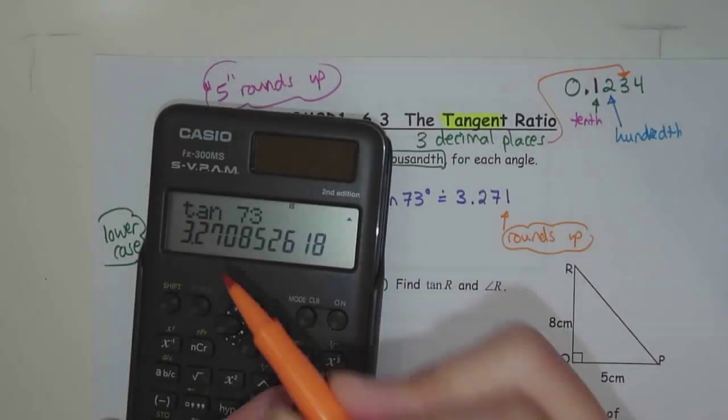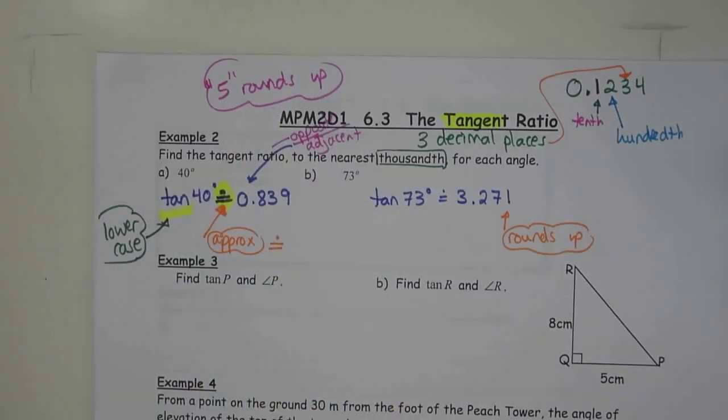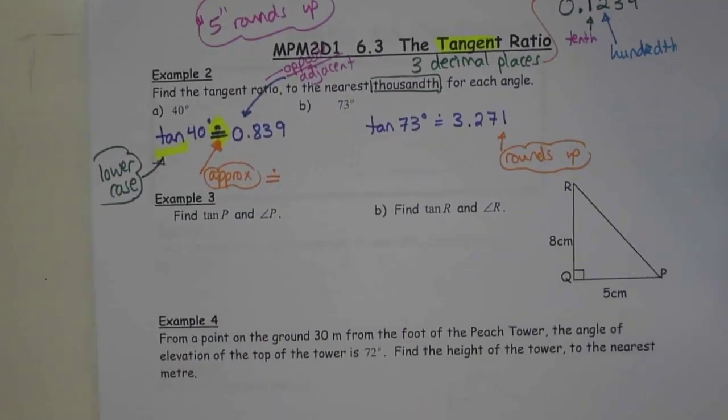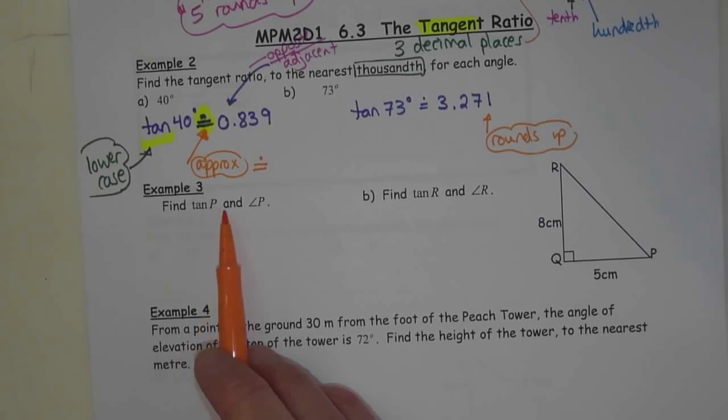Right? Rounds up to 1 from the 0. All right, next one. Find tan P and angle P.